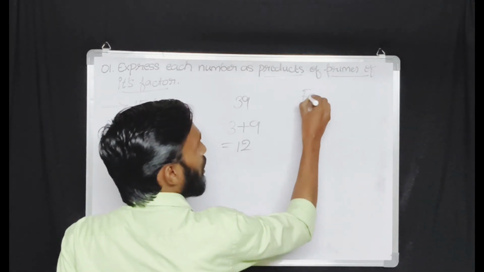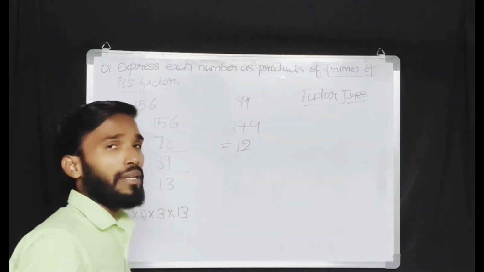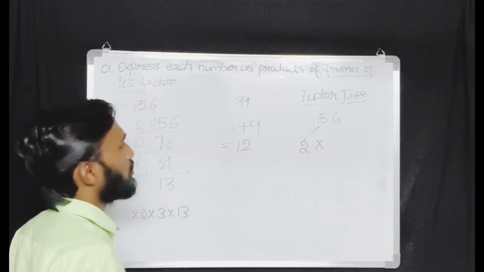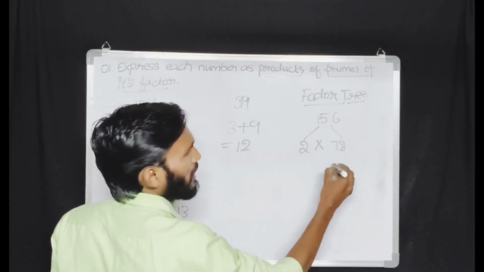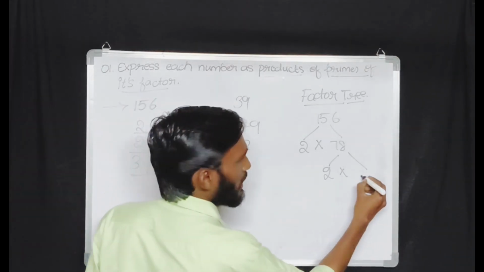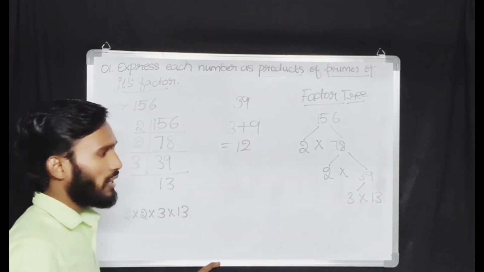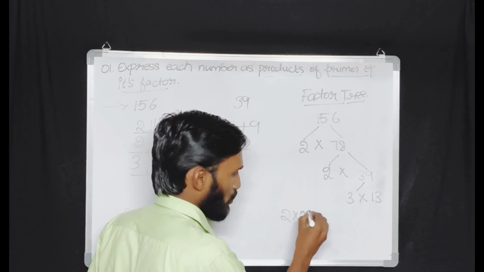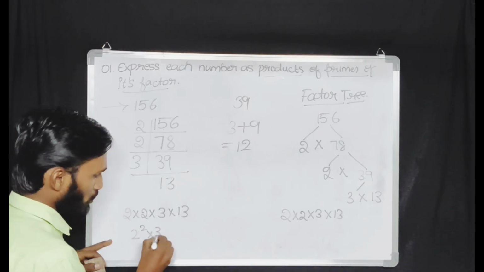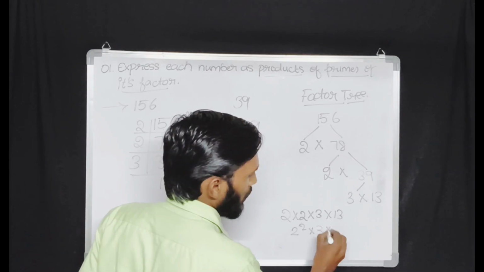Now see the factor tree. The factor tree also gives the same answer when you write it in terms of prime numbers only. The number is 156. In the 2 table, 78 times. Again 2, 39 times. Again in the 3 table, 13 times. So 2 into 2, 3 into 13. Here how many times is 2 written? 2 square into 3 into 13.